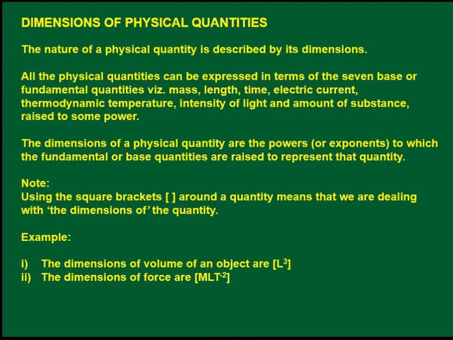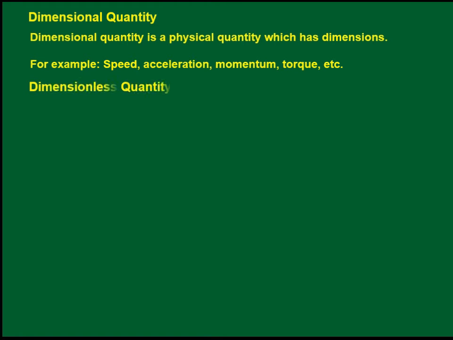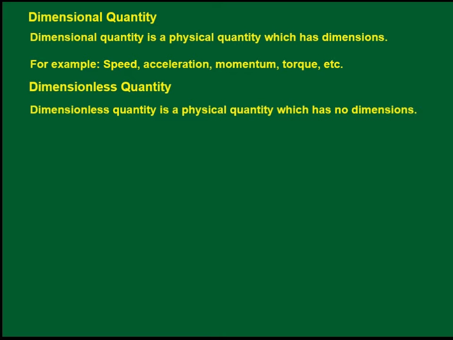Now some dimensional quantity. Dimensional quantity is a physical quantity which has dimensions. For example, speed, acceleration, momentum, torque, they all have dimensions and they are variables. So these are dimensional quantities or dimensional variables. Dimensionless quantities. These are variables but they don't have any dimension. For example, relative density, refractive index, strain, etc. Method of representing them as a ratio. Along with that, I can tell you that plane angle and solid angle are also dimensionless quantities or dimensionless variables.